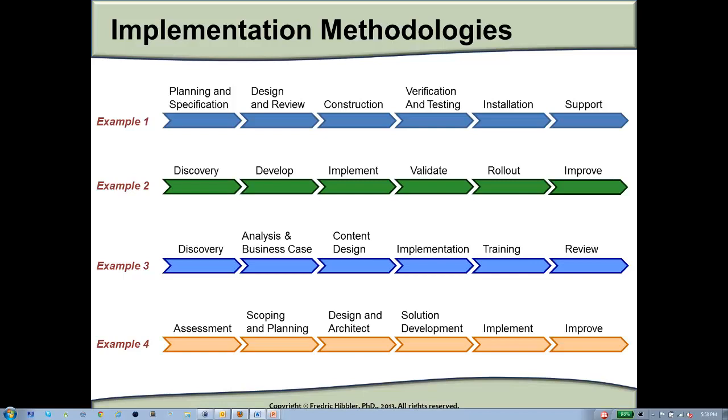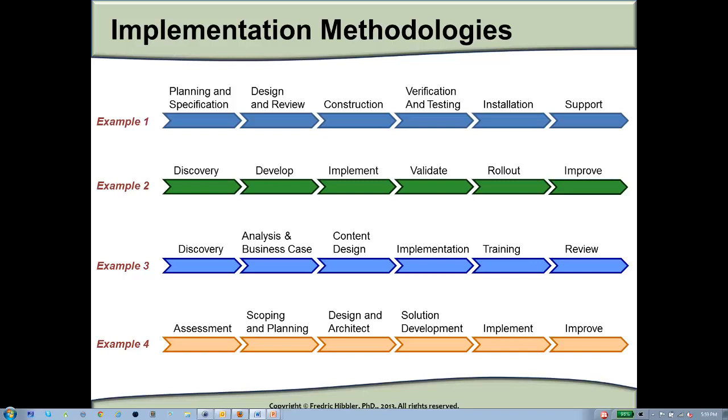Once a company has conducted its environmental scan and has done a gap analysis to understand where it is and where it wants to go, the company is ready to implement its new technology. As you can see from this slide, there are several different implementation methodologies that a company can choose from. While not every step in every implementation methodology is identical, there are some commonalities.